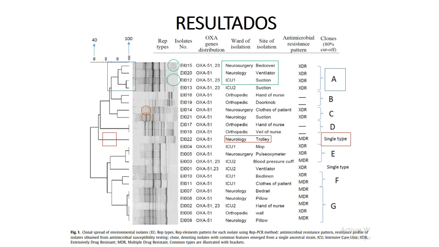Also, we can see little differences between the rep types that are close to 100%. For example, on one of the green circles, we can see a tail that on the other one we can't. Or on one of the orange circles, we can see a line that on the other one we can't. And we can explain this because if we look at the site of isolation and the ward of isolation, we can see that they are different between them. For example, the ones inside the blue rectangle belong to group A, and the one inside the red rectangle belongs to the single type group.